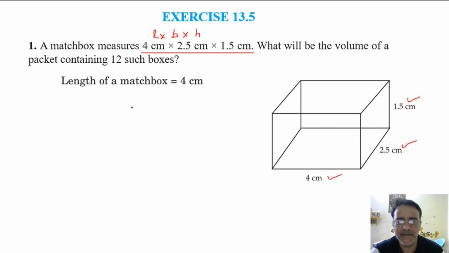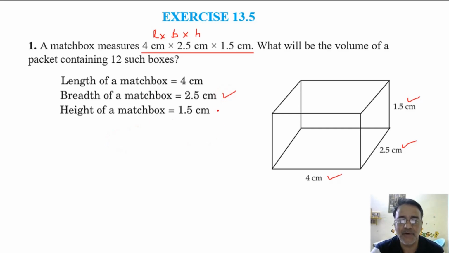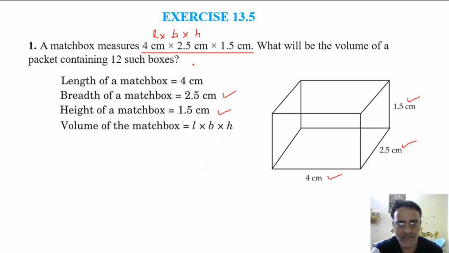The first measurement is for length, the second one is for breadth, and the third one is for height. So the length of the matchbox is 4 centimeter, the breadth is 2.5 centimeter, and the height is 1.5 centimeter. What is the volume of one box? L into B into H, that is 4 into 2.5 into 1.5. If you multiply these two, you will get 10. So 10 into 1.5 is 15 centimeter cube.